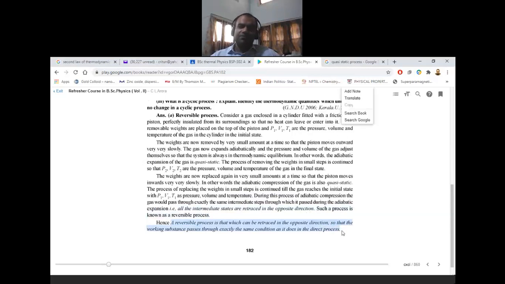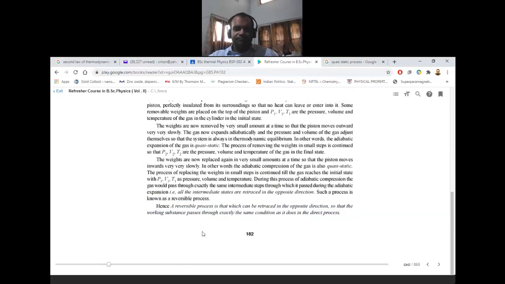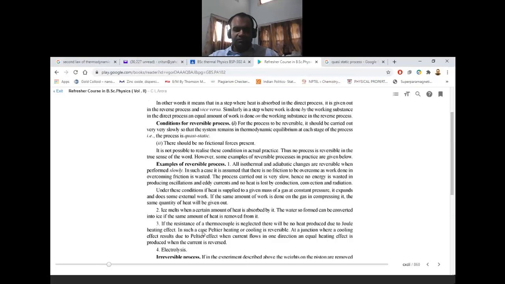So what is a reversible process? A reversible process is one which can be retraced in the opposite direction. Like in the figure I have shown you, going from A to B and then again from B to A. So it involves the same steps, no? And such processes are reversible processes.